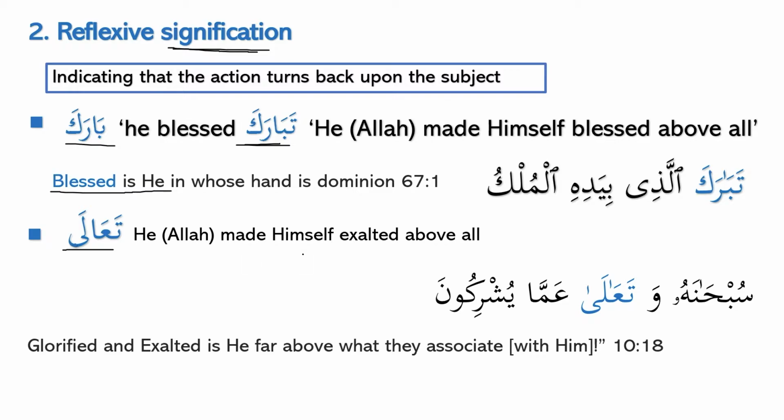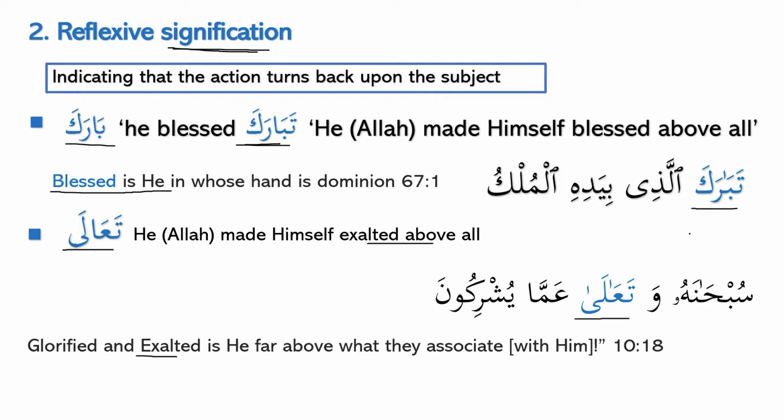Then we have Ta'ala. Again, he, Allah, made himself exalted above all. Subhanahu wa ta'ala amma yushrikun. Glorified, subhanahu, and ta'ala, exalted. Glorified and exalted is he, far above what they associate with him. So these two verbs, whenever they are used in the Quran, tabaraka and ta'ala, they always refer to Allah subhanahu wa ta'ala.